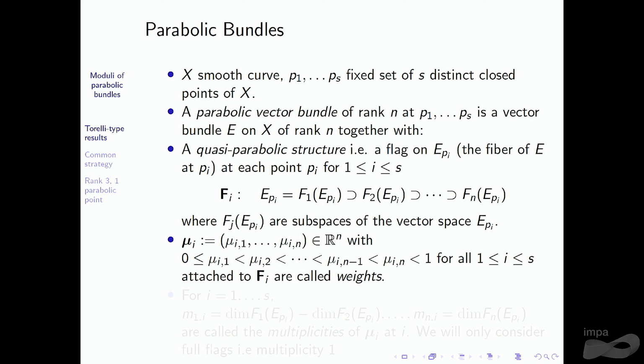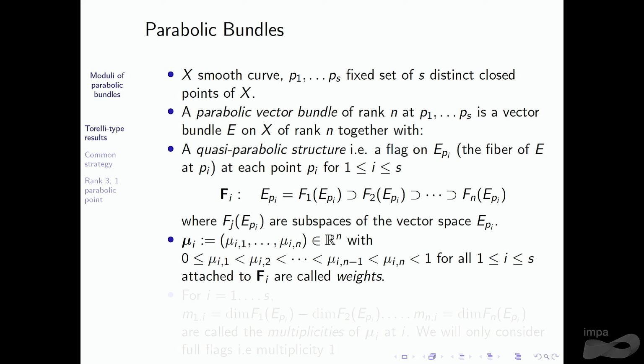But now what I call a parabolic structure is that I take a tuple in R^n, mu_i, which are the weights that I attach to these vector spaces. Okay? So again, there are lots of questions you can ask here, and I will try to answer some in a bit.